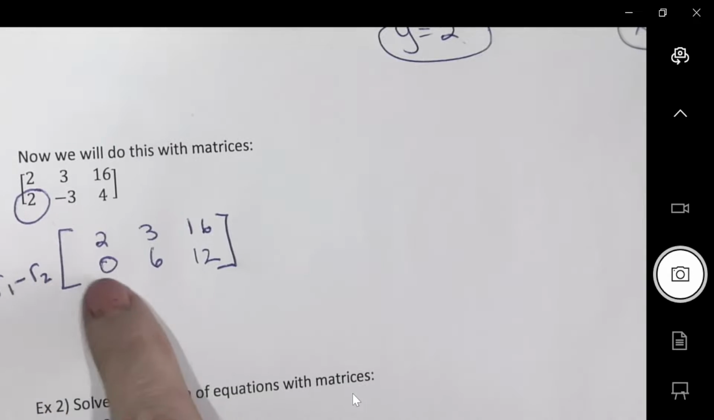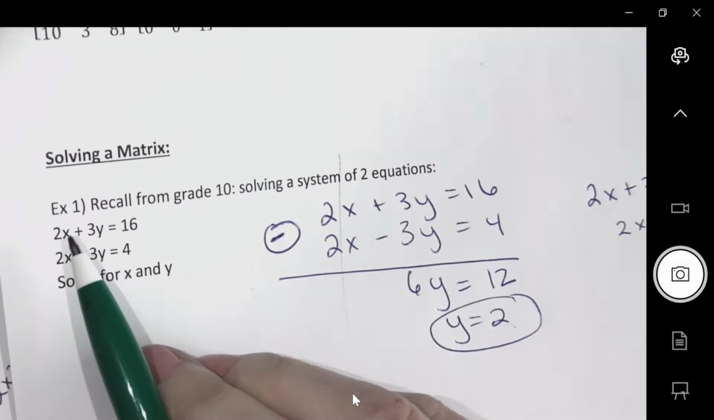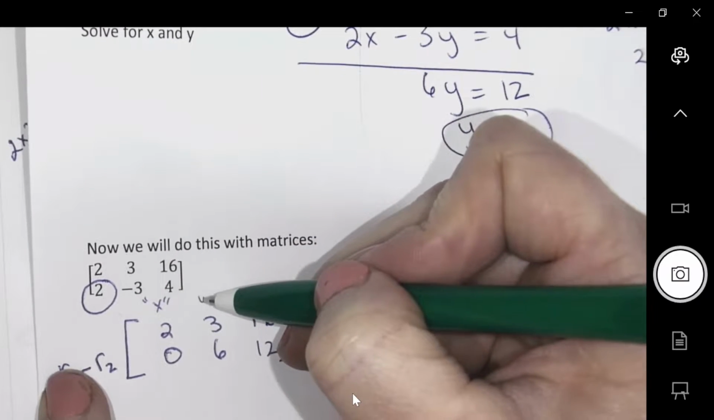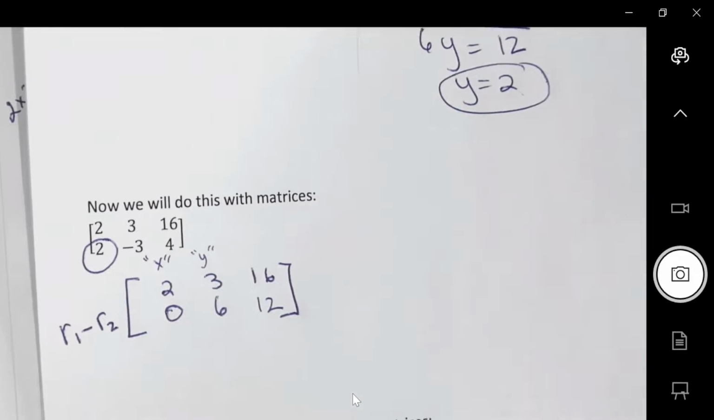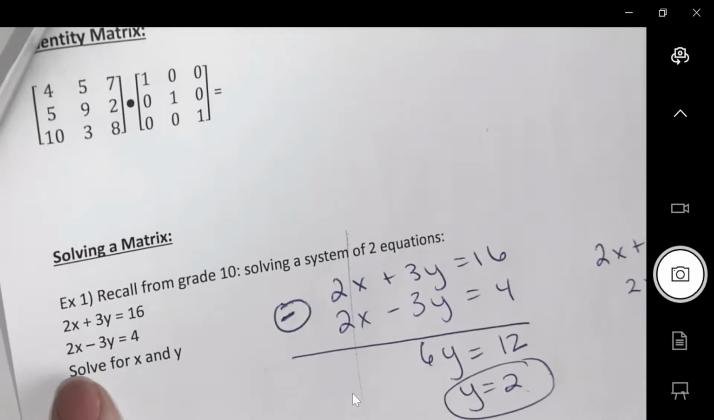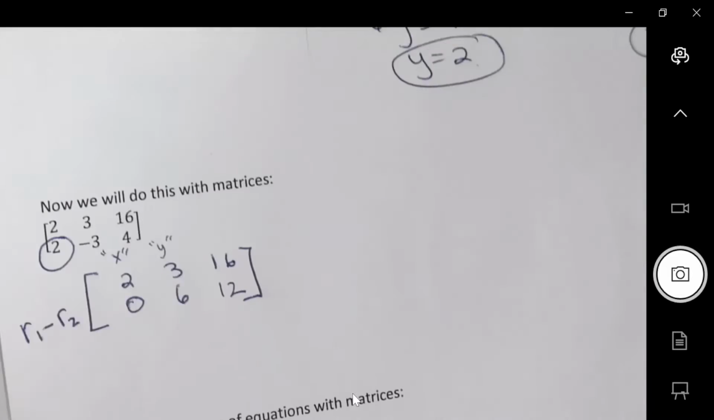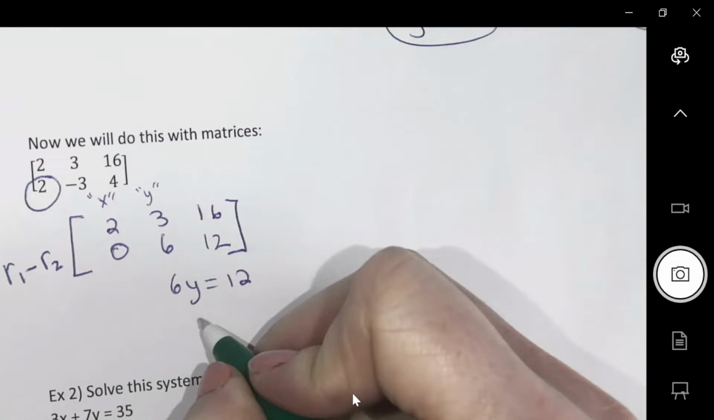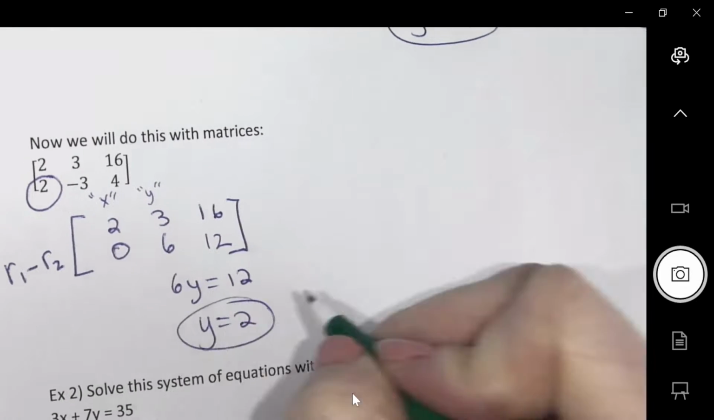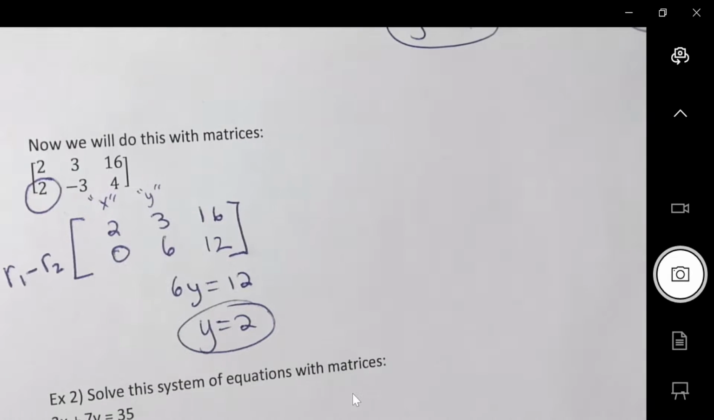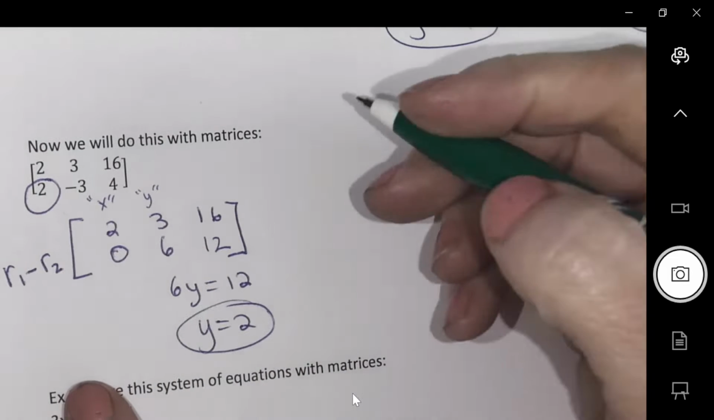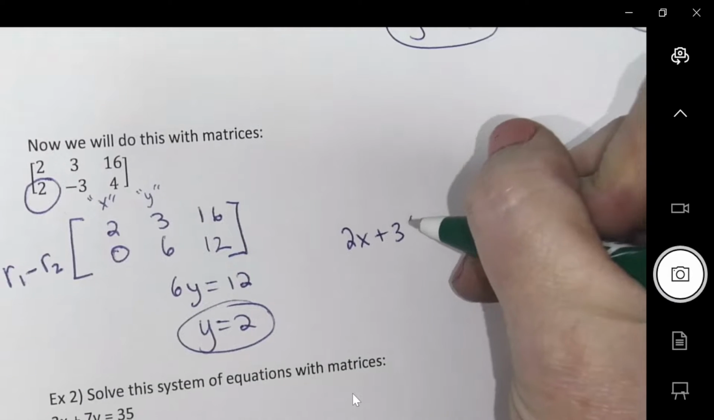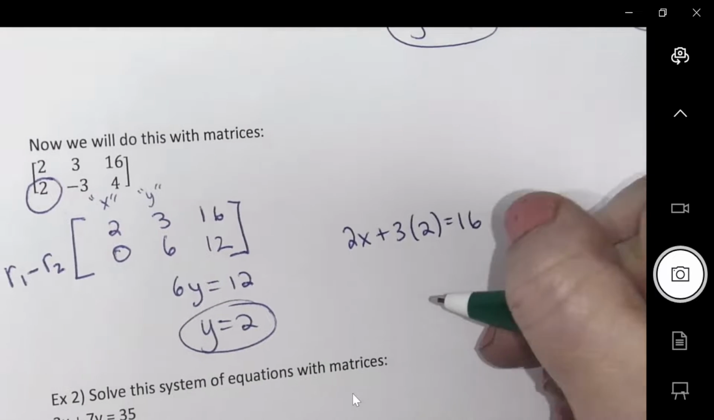Okay, so this, remember this first column talks about our x. This column talks about our y, because that's how it was organized. So 6y equals 12, therefore y equals 2. And then I just go at it the same way I had just given you in the other example. Now I go up, so 2x plus 3y equals 16.